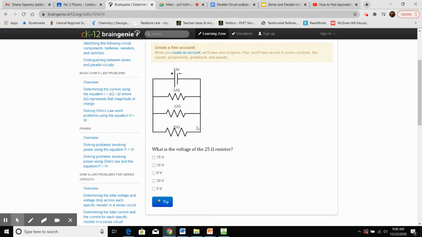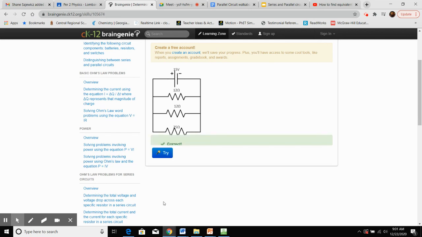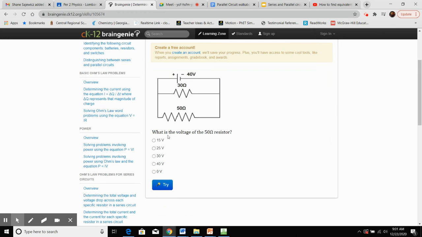What is the voltage going through this 25 ohm resistor? Well, what is the battery voltage? It's 15. What is the voltage going through the 50 ohm resistor? What is the battery? 40. Good.